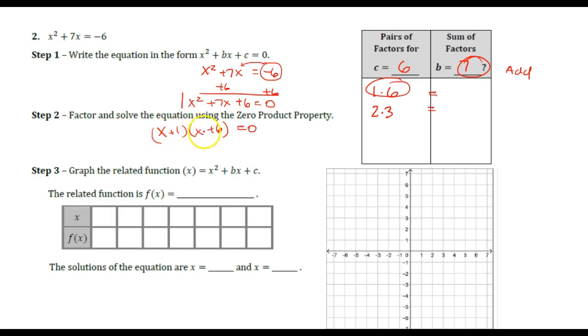Again, anything times 0 is 0, so I'm going to set this factor equal to 0 and this factor equal to 0, and I'm going to solve it out. That would be x equals -1 and x equals -6. Again, to verify that these are the solutions, we're going to try and see if that works out.